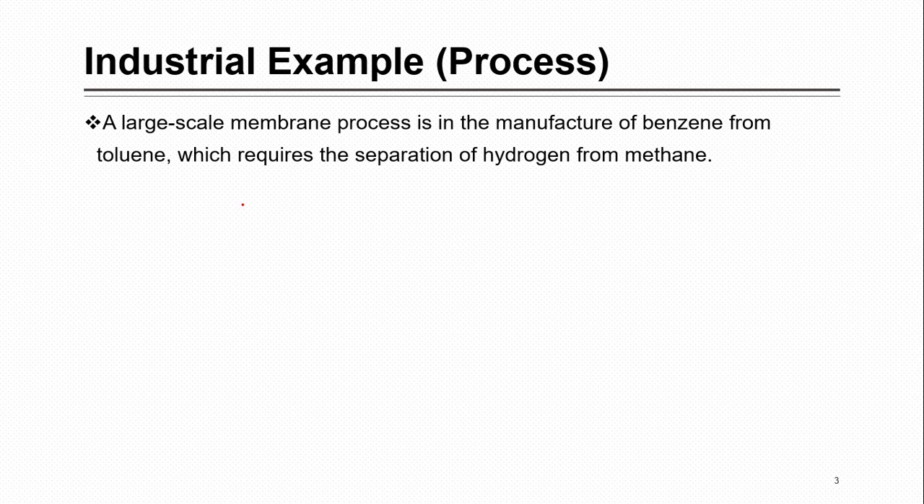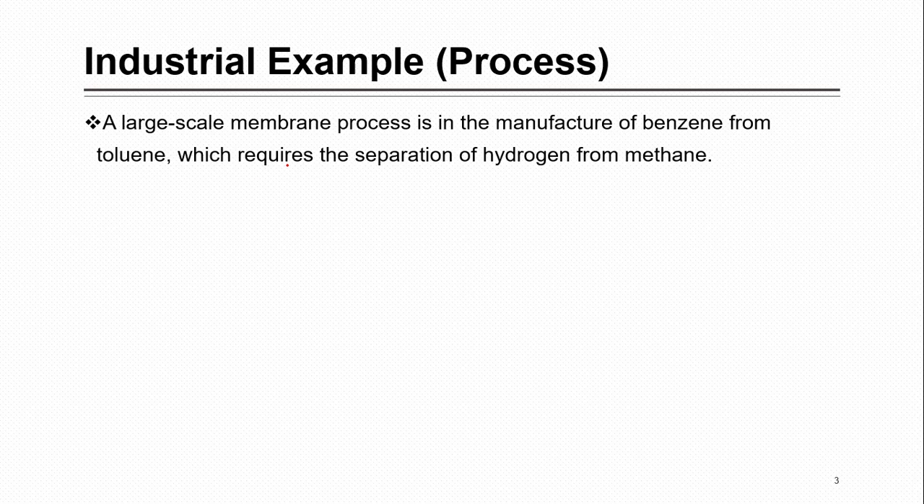This is the production of benzene from toluene. This is one of the processes used on a large scale which involves membranes these days, but initially there were no membranes. So I will just discuss the process, why and when it came into existence.